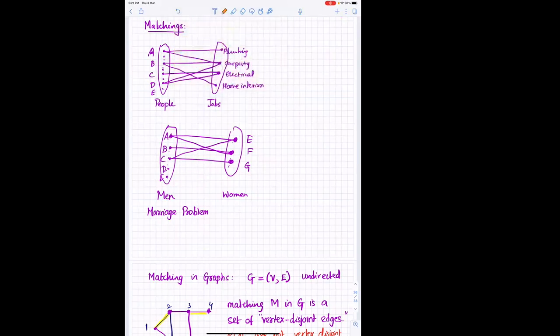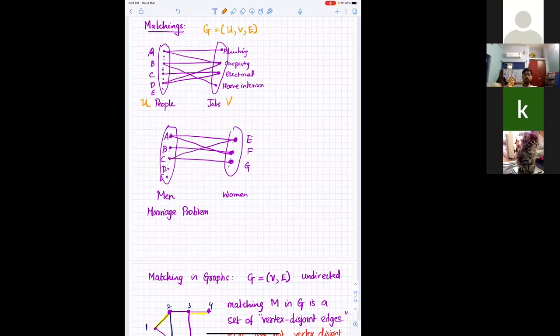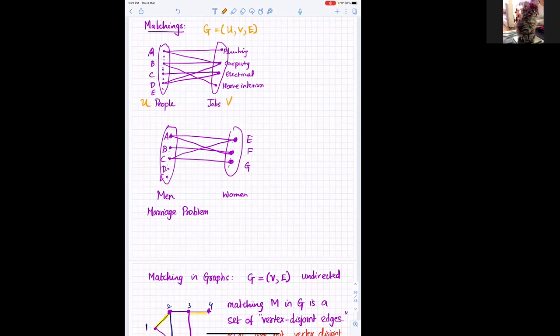So let's call this graph G. It has U, V, and E. Okay? So this is U, this is V. And then there are edges. Now, what is the question that we are trying to ask in the language of matchings? We want to find a matching that saturates all vertices in V.